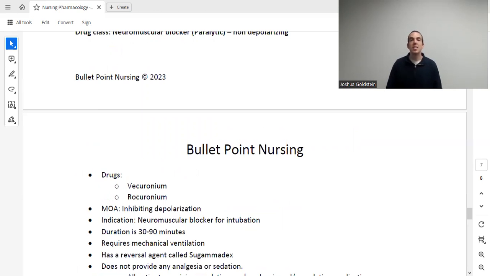Finally, we move on to the last section of this lecture, which is our paralytics. Our paralytics come in two varieties. We have depolarizing and the non-depolarizing. We'll start first with the non-depolarizing drugs. And the non-depolarizing ones include vecuronium, rocuronium, pancuronium, etc.